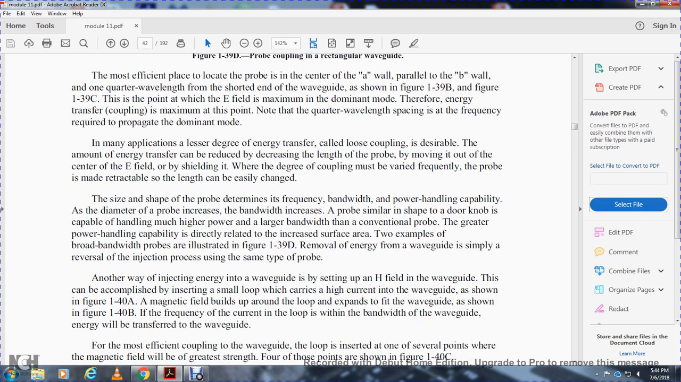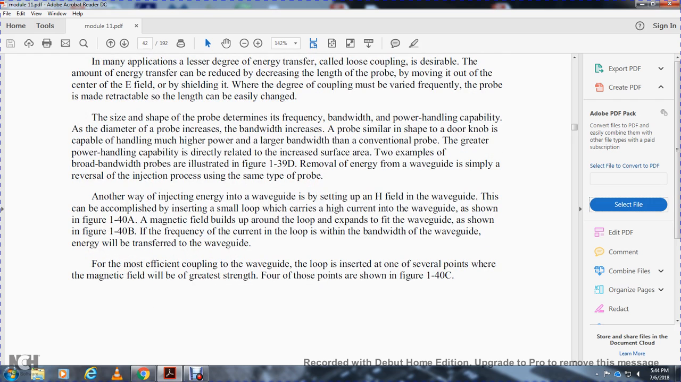In many applications, a lesser degree of energy transfer, called loose coupling, is desired. The amount of energy transfer can be reduced by decreasing the length of the probe, moving it out from the center of the electric field, or by shielding it. When the degree of coupling must be varied, the probe is frequently made retractable so the length can be easily changed. The size and shape of the probe determine the frequency band and power handling capability. Increasing the diameter of the probe increases the bandwidth. A probe shaped like a doorknob is capable of handling higher power and larger bandwidth than a conventional probe. The greater power handling capability is directly related to the increased surface area. Two examples of broadband probes are illustrated in Figure 139.